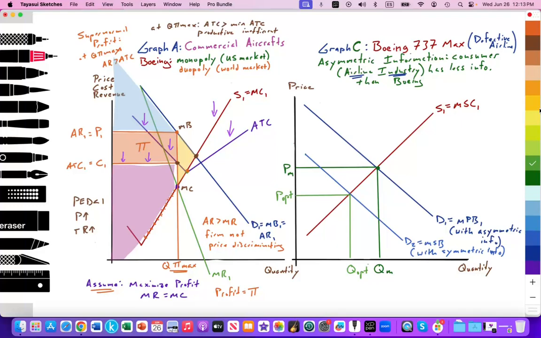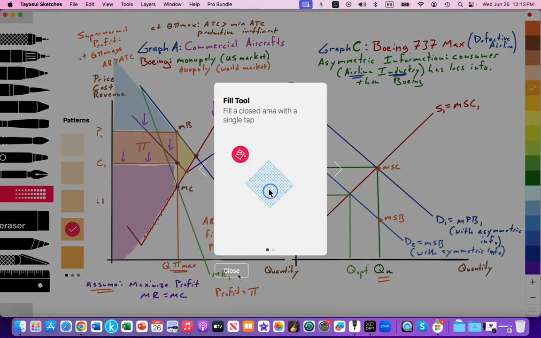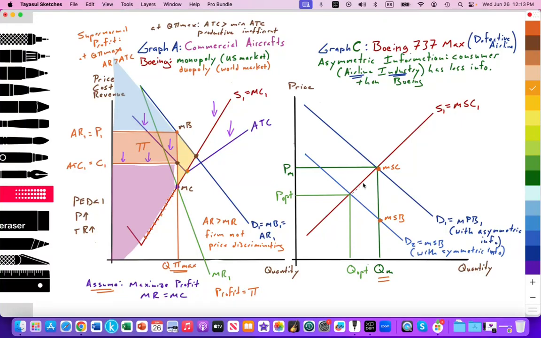And we can also highlight how this asymmetric information leads to, at QM, here we can see the marginal social cost of these defective aircraft being greater than the social benefits derived to society. So that creates a welfare loss, and we can shade in that area. Here we have that welfare loss due to the asymmetric information that's damaging the airline industry and costing the lives of over 300 people.